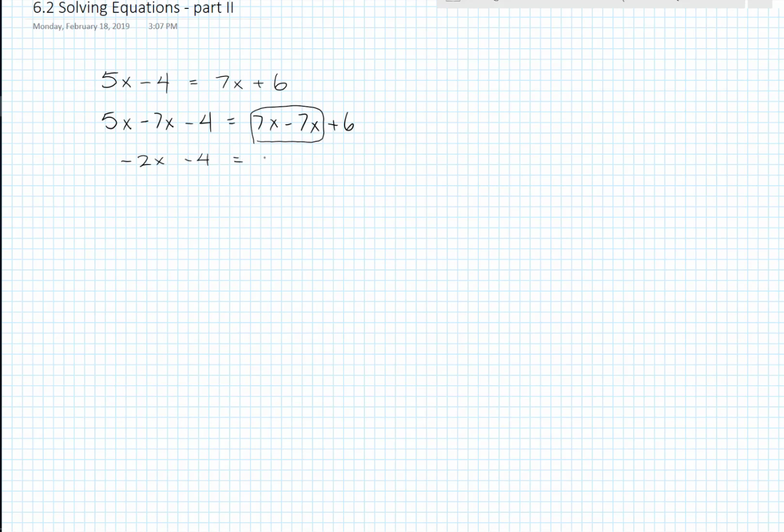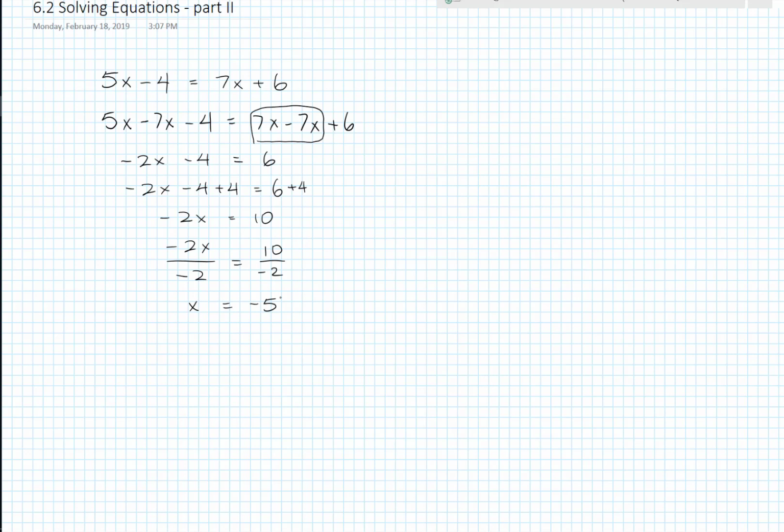And now we can complete this the same way we did all the examples in part 1. Here we would add 4 to both sides, so minus 2x minus 4 plus 4 equals 6 plus 4. That leaves us with just minus 2x on the left and 10 on the right. To get x on its own, we need to divide by the coefficient minus 2. So we get 10 over minus 2, and finally, we end up with x equal to negative 5.